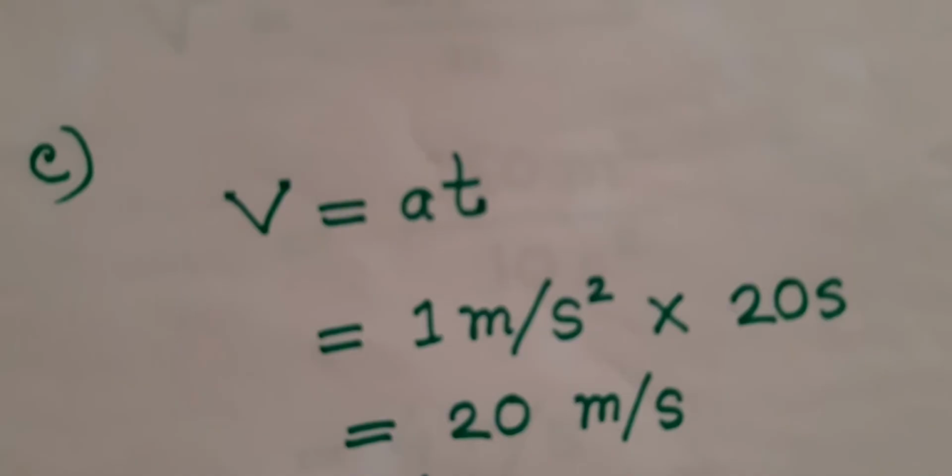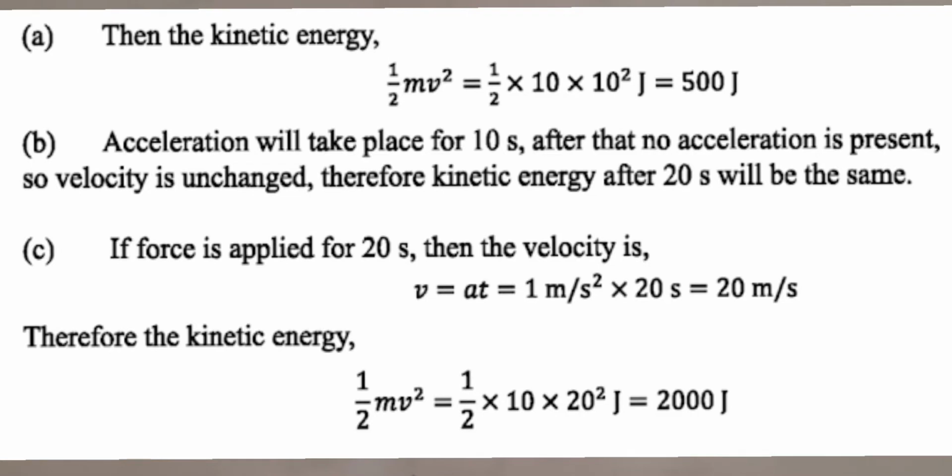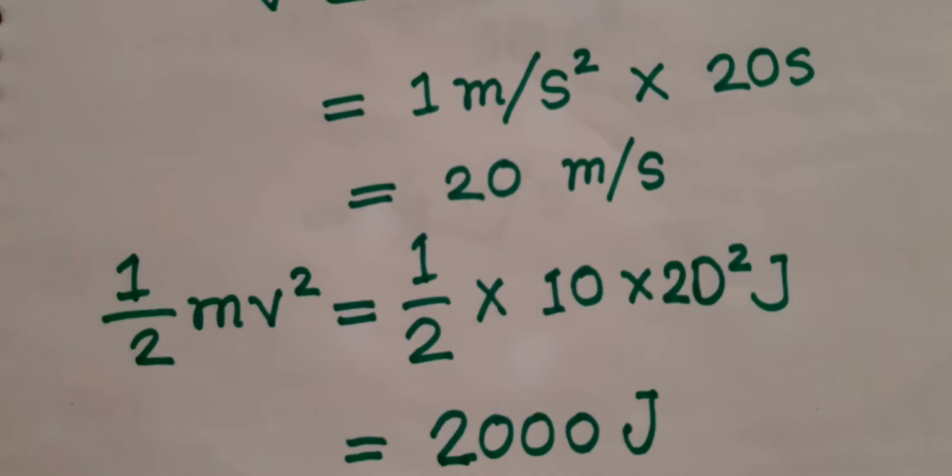So we need to figure out half mv square. That is the kinetic energy formula, you know that. Half mv square, but we don't know the velocity. So we need to figure out the velocity. So v equals a t, where a is the acceleration. Here a is 1 meter per second square, and t is 20 seconds. Here the velocity, the final velocity, is 20 meter per second.